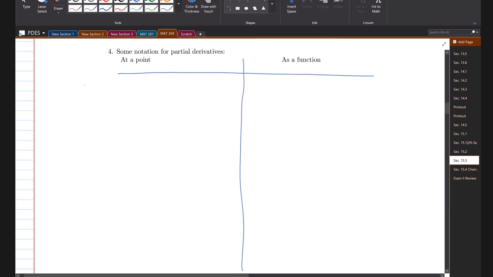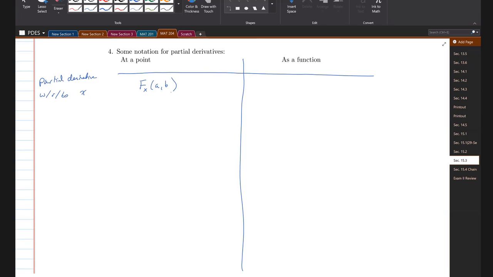The partial derivative with respect to x at a point is denoted, one way to denote it is this way. That's the partial derivative of the function with respect to the variable x at the point (a, b). And that's what we've been looking at before, right? That's what we were just looking at: pick a point, nudge it slightly in the x direction, and look how the y coordinates change.